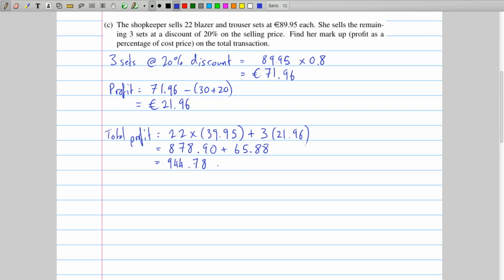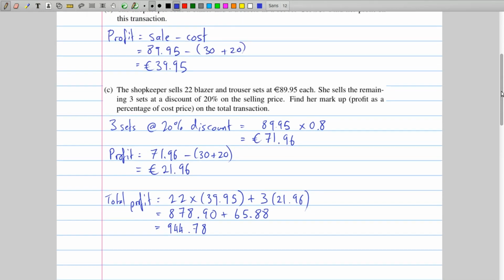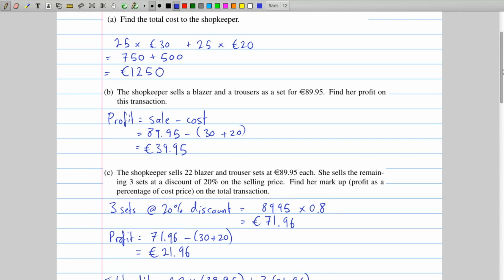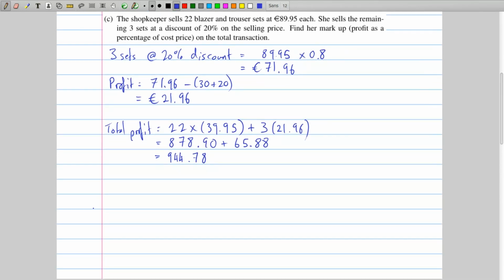Now that is the total profit on those 25 sets. What was the total cost of those 25 sets? We should have that from part A. So that's €1,250. And so we can work out the markup as 944.78, or total profit, divided by the cost price. And then just to make sure it's a percentage, you multiply it by 100. And it looks like the markup is 75.58%.